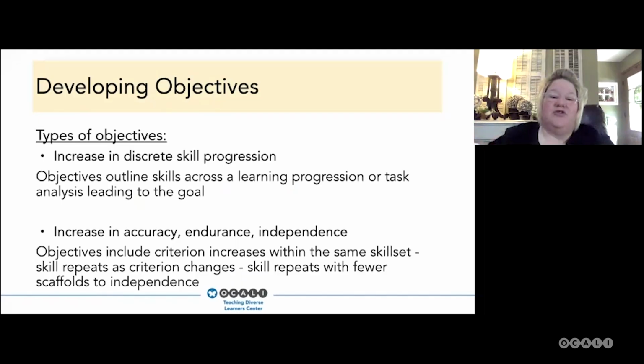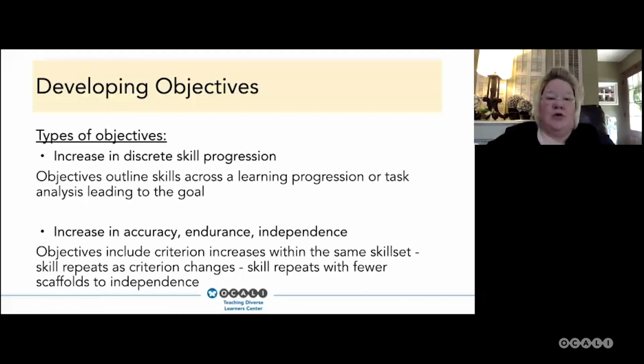And at each one of those checkpoints, we're sometimes maybe decreasing the amount of scaffold that the learner has, or we're increasing the amount of accuracy that we want for a student to demonstrate, or their endurance, how long, if they have more stamina to continue the task for longer and longer periods of time over the course of the objectives, again, to get to that end goal.